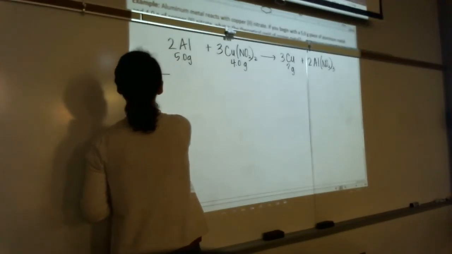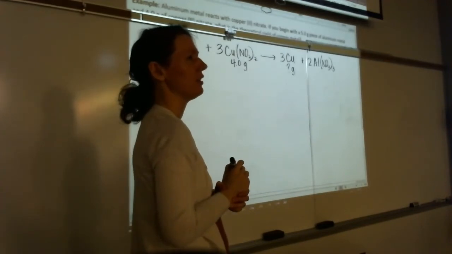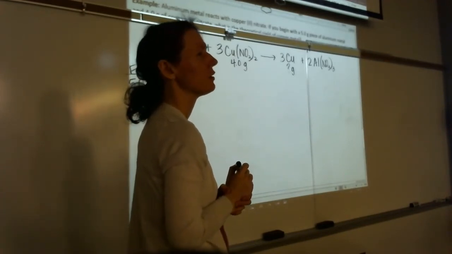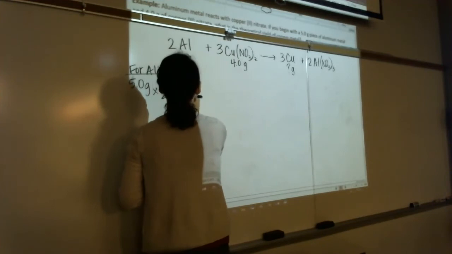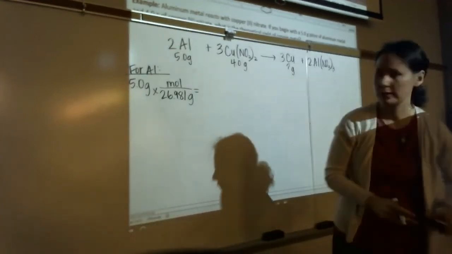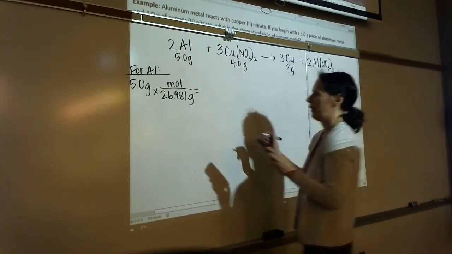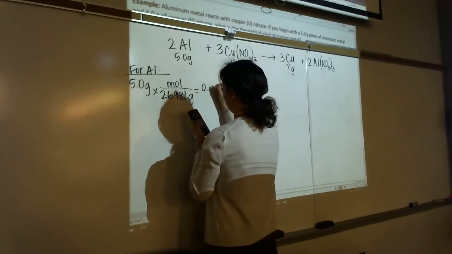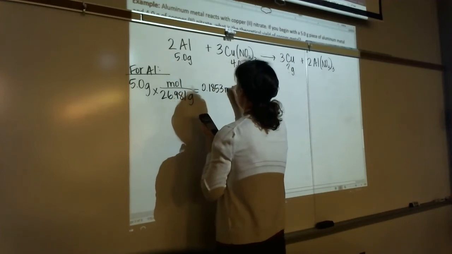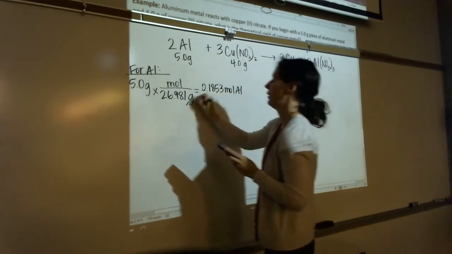All right, 5 grams. Look at the periodic table. Molar mass of aluminum is 26 point, I can't read those decimal places. 26 point what? 981. All right, so let's get started there. 5 divided by 26.981. Carry out, we're going to be rounding to 2 sig figs, so let's carry out at least 3. So 0.1853 moles Al. All right, that was step 1.